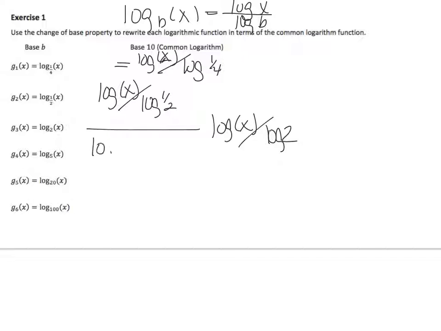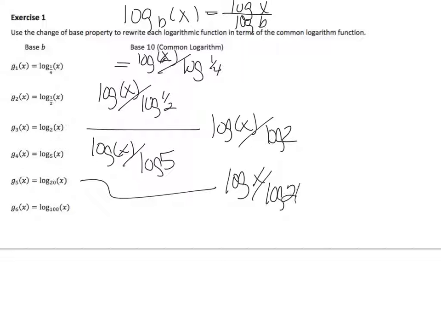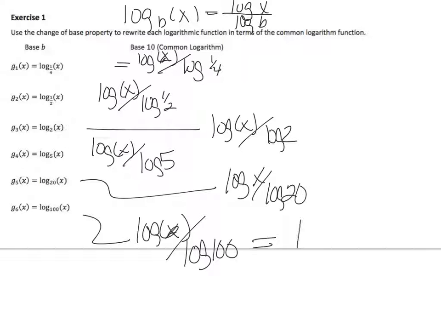Okay, we probably don't have to finish all of these. Log of x over log of 5. Log of x over log of 20. And log of x over log of 100, which we know log of 100, so we can say that's log of x over 2, because log of 100 is the number 2.